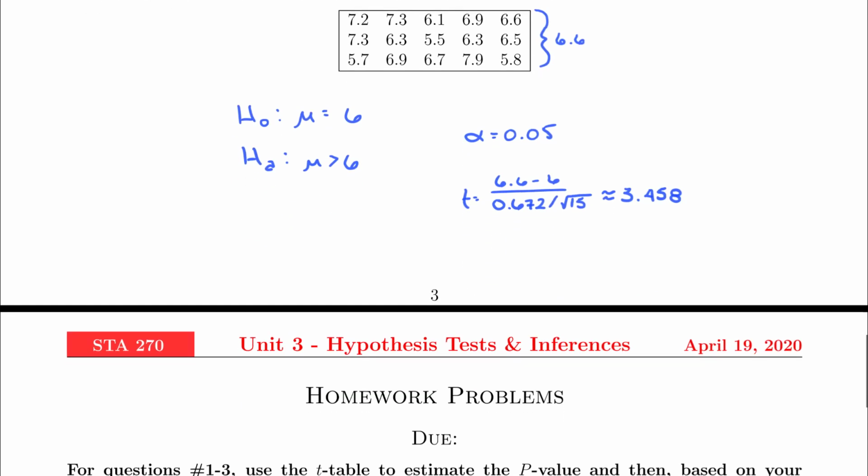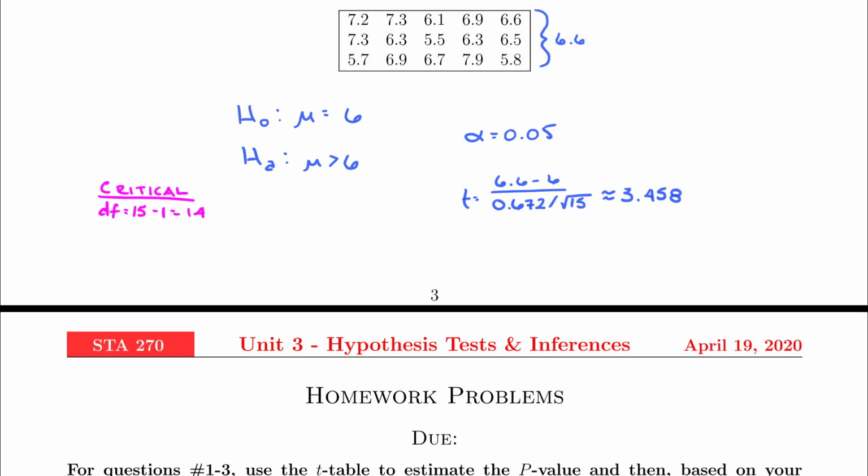So there's our test statistic that we are comparing for either the critical value approach or the p-value approach. Now with the critical value approach, we have our degrees of freedom are going to be the sample size minus 1. So we have 14 degrees of freedom. And we have n is equal to 15, alpha is 0.05.